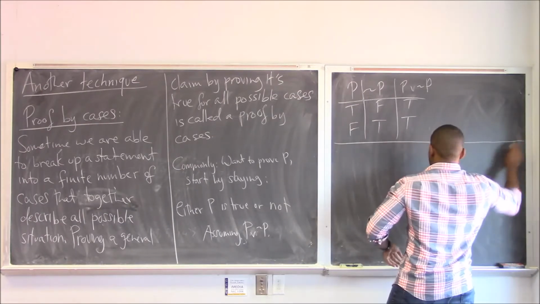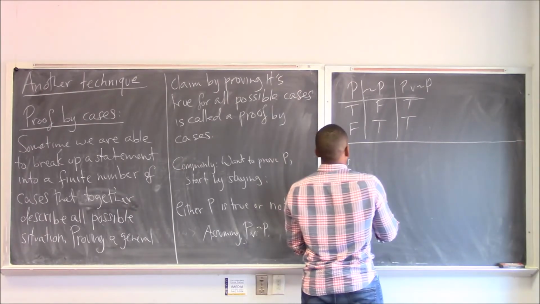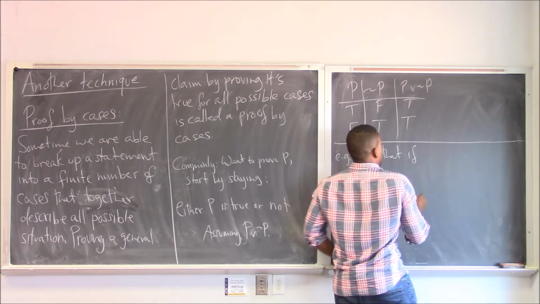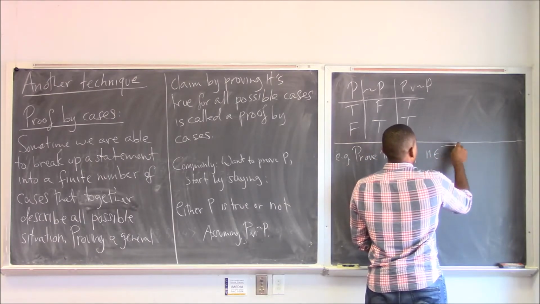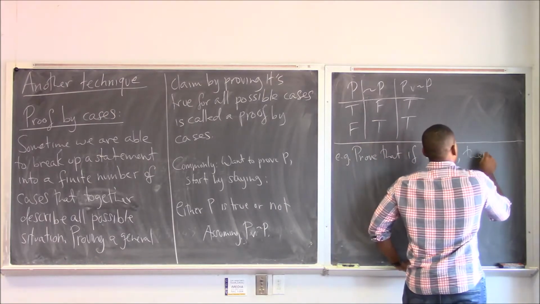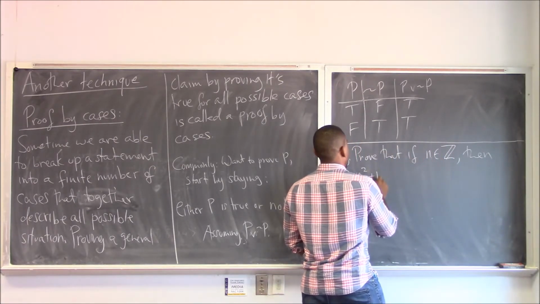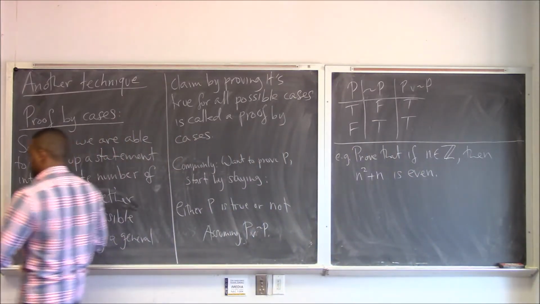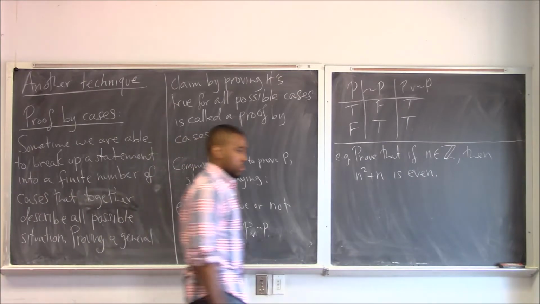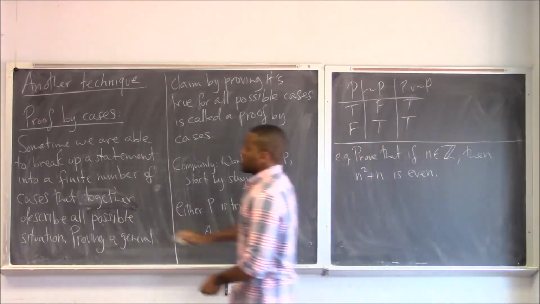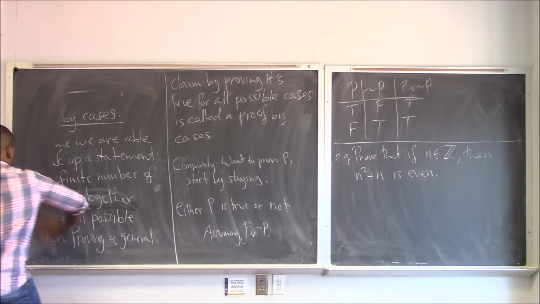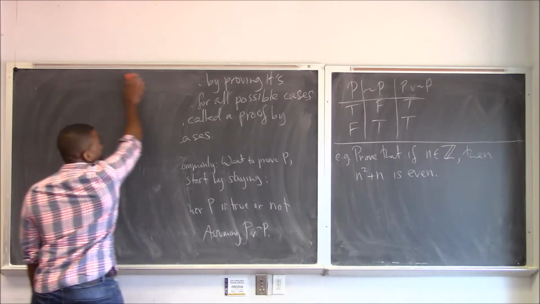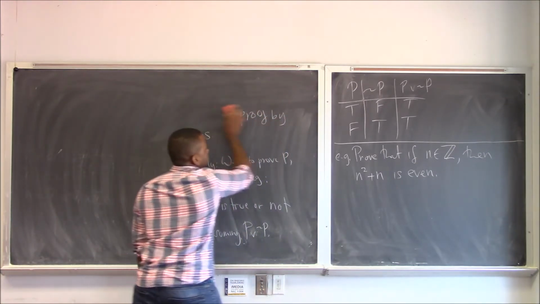So let me give you an example of proof by cases. Prove that if n is an integer, then n squared plus n is even. Now I'm going to prove this by cases, but I'm also going to show you another way to prove it, but the cases is what I really want to emphasize.